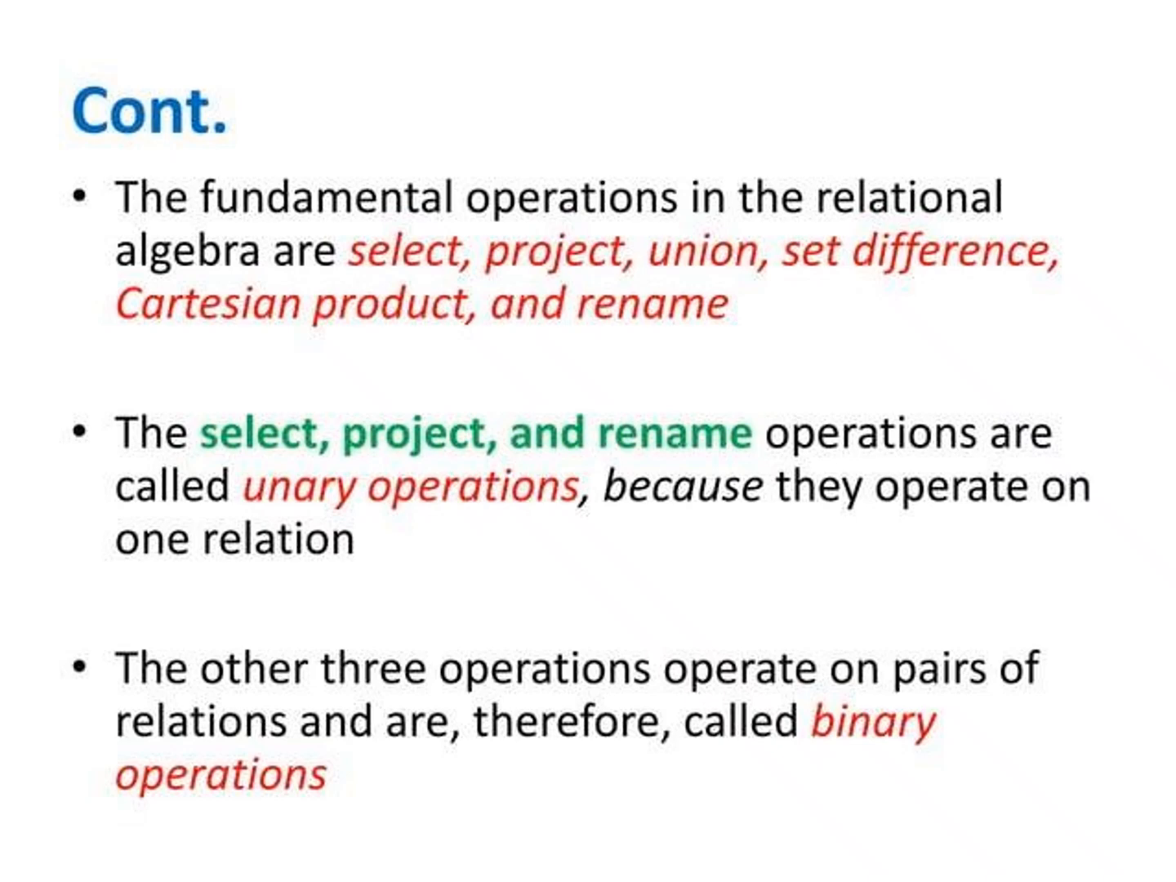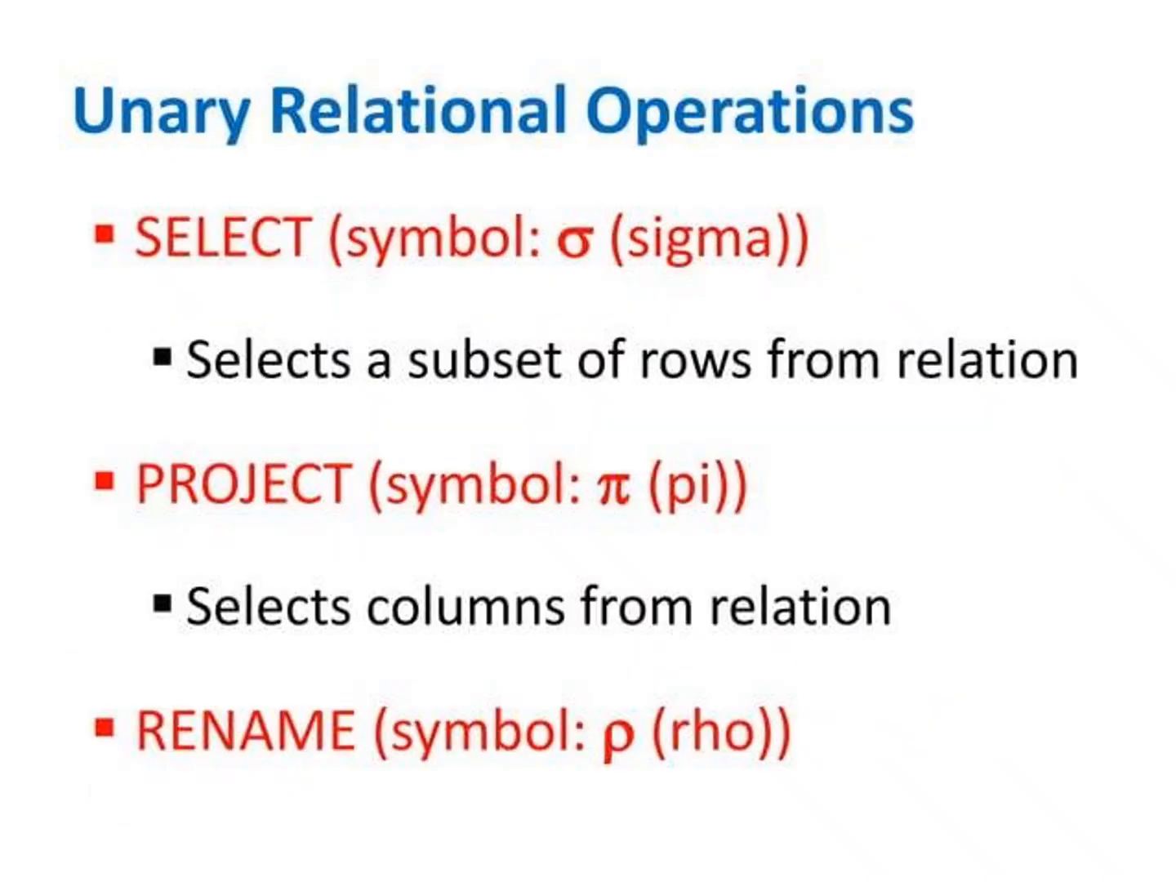The fundamental operations of relational algebra are select, project, union, set difference, Cartesian product and rename. Select, project and rename are called unary operations because they operate on only one table. The other three operations can operate on pairs of relations, therefore they are called binary operations. Unary operations can be categorized into three types: select, project and rename. Select is represented by the symbol sigma.